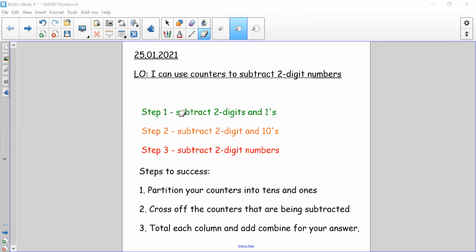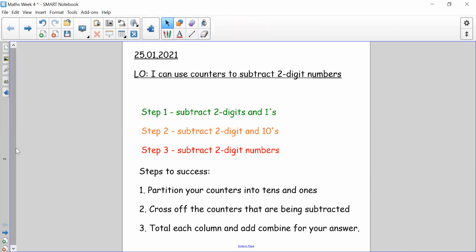So for step 1, we are going to subtract a one-digit number, ones, from a two-digit number. For step 2, we are going to subtract tens from a two-digit number. And then for step 3, we're going to subtract two-digit numbers from a two-digit number. Okay, we still have the same steps to follow from last week.